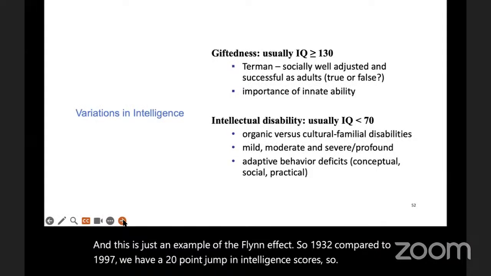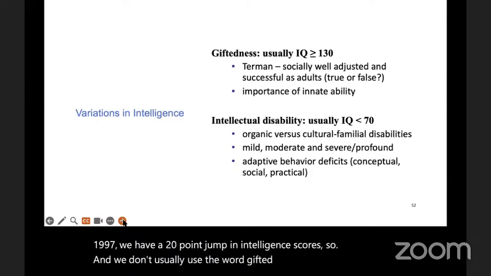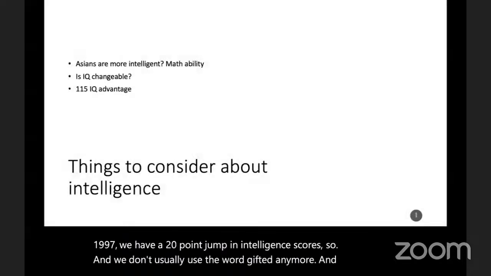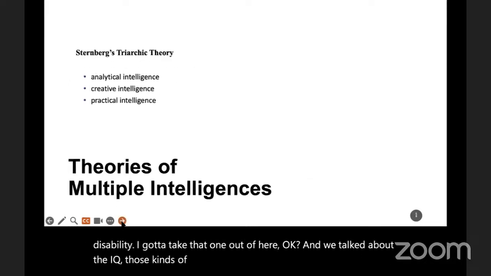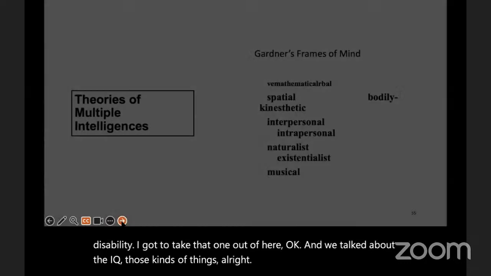And we don't usually use the word gifted anymore. And intellectual disability, I've got to take that one out. Okay. And we talked about the IQ, those kinds of things. All right. I'm going to go over that.